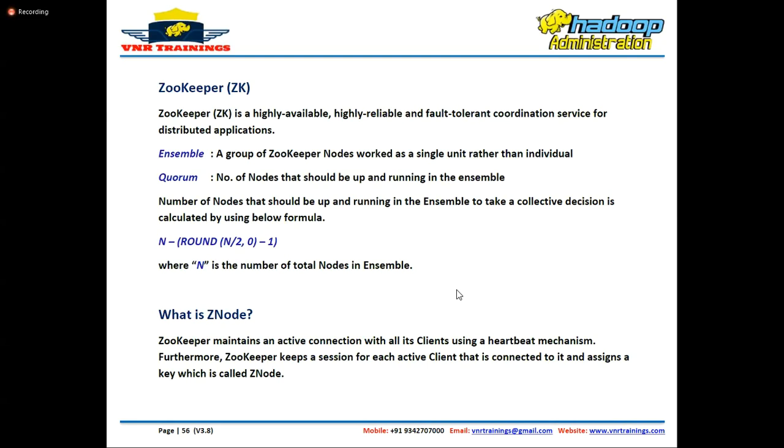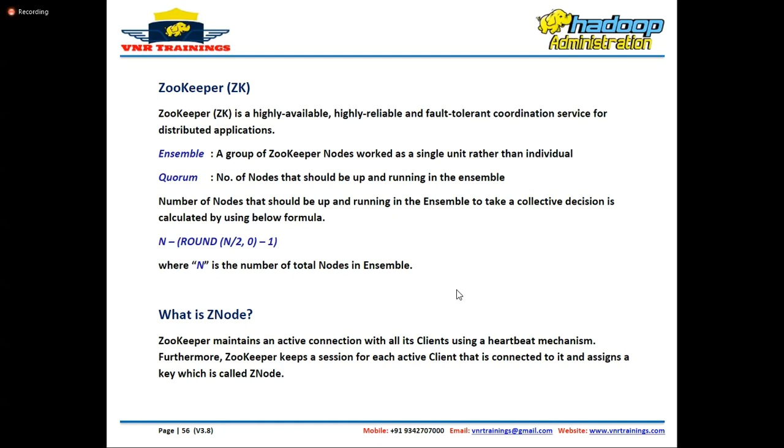Now, what is Zookeeper here? Let us understand what Zookeeper is. Zookeeper is a third-party tool. It is not part of Hadoop. Again, it is a supporting service for the name node, to help the name node in becoming active and standby. Got my point, guys?